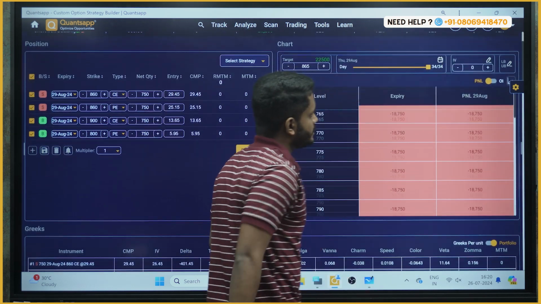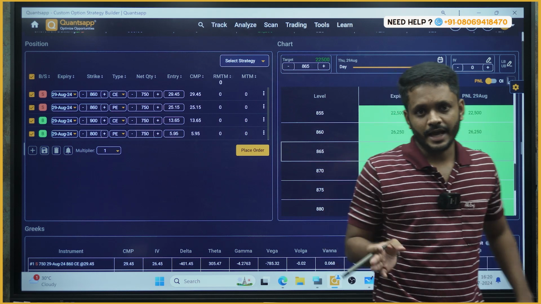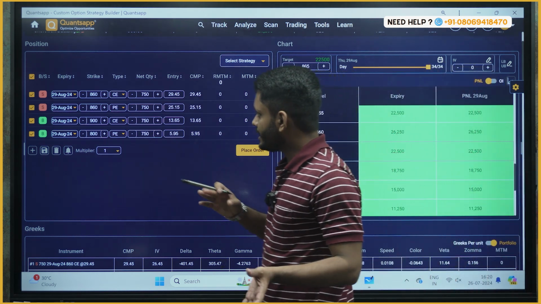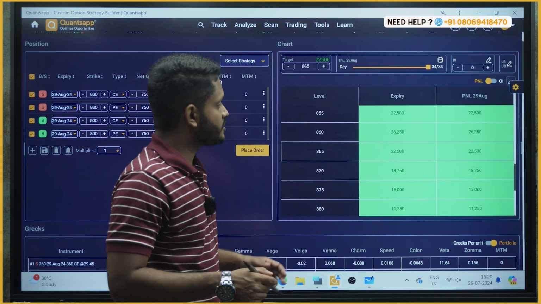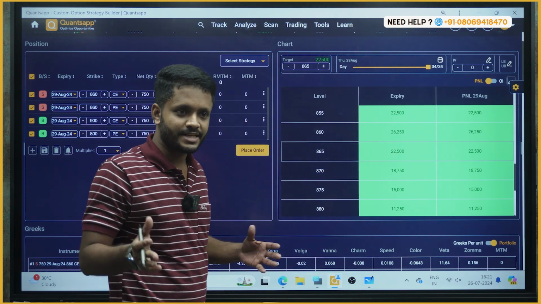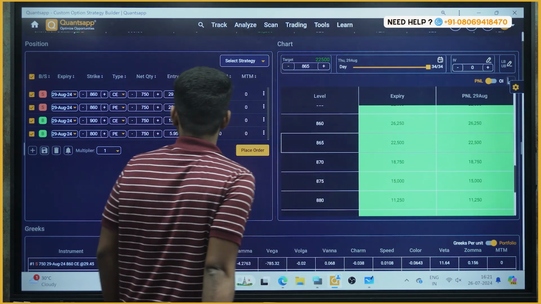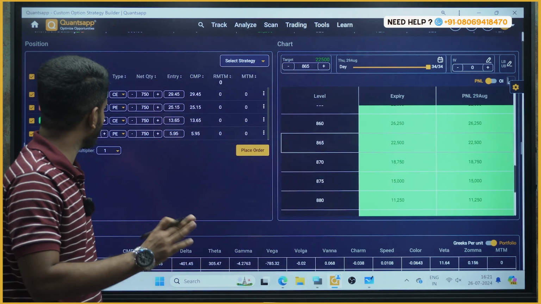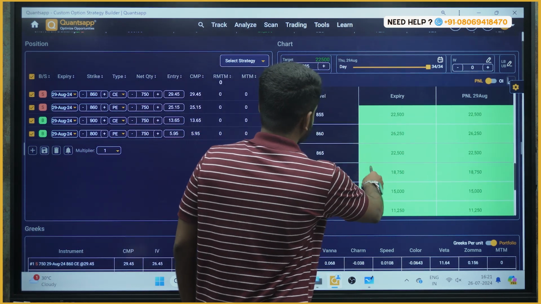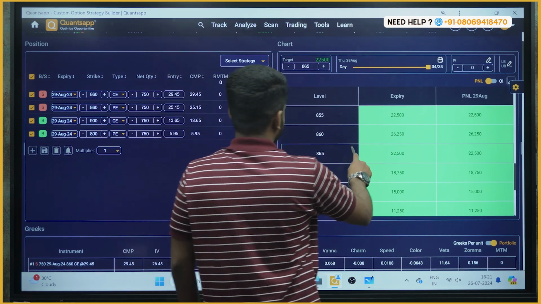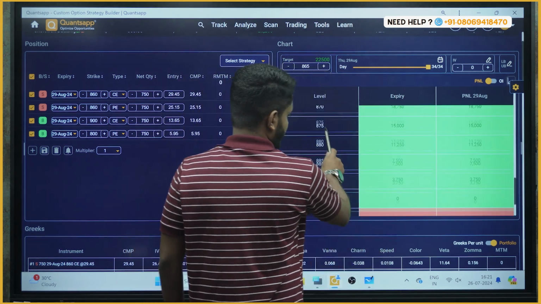Now let's go to the chart to understand it better. As we are deploying a strategy to trade a sideways market, you will definitely be making money if the stock stays sideways or range bound. The maximum profit you will be making is somewhere around 870 levels. If the stock remains around 850, 860 or 870 levels, you will be making the maximum profit. So 860 to 870 is where you will be making maximum money.